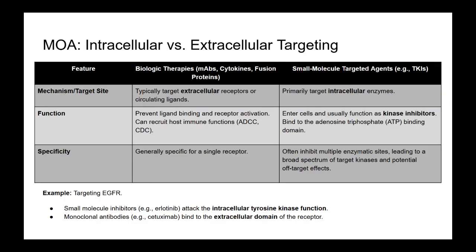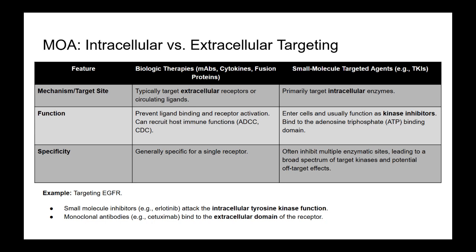The scope and nature of targeting represent a significant functional distinction. Small molecule agents designed to target intracellular components typically work by halting the progression of cancer through the blockade of abnormal signaling pathways within cells. These agents are engineered to penetrate cellular membranes and commonly function as kinase inhibitors. They operate by binding to the adenosine triphosphate binding domain of enzymatic proteins known as kinases, which are responsible for transmitting signals inside the cell.